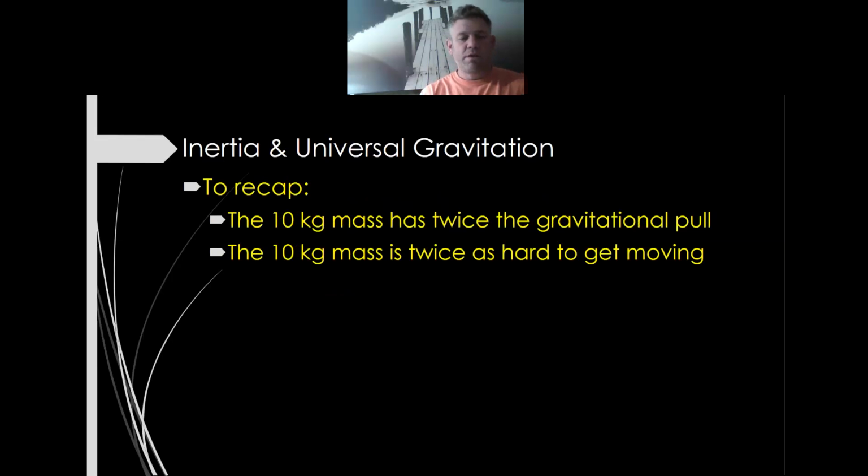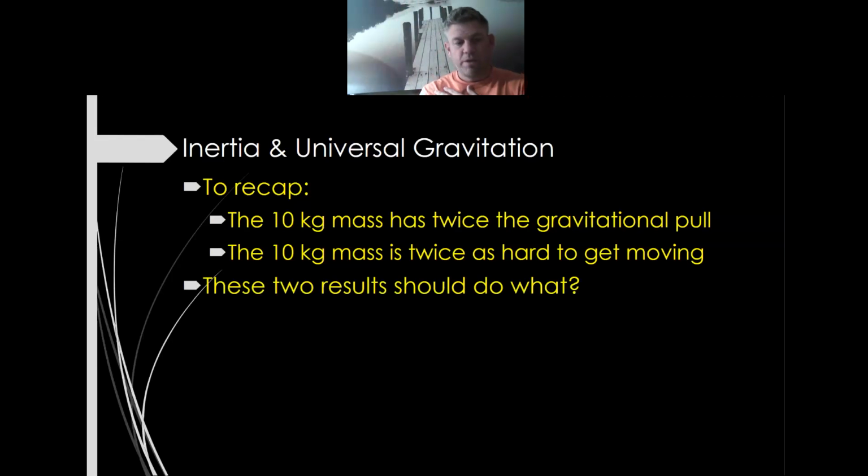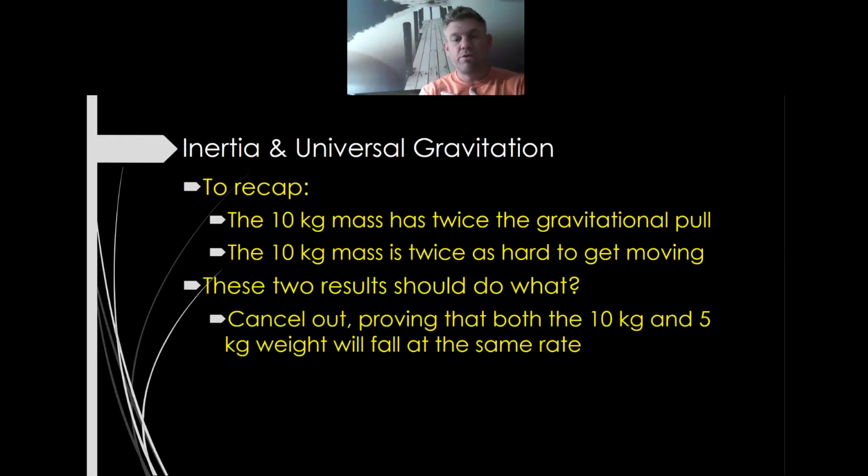So, the 10 kilogram mass has twice the gravitational pull. The 10 kilogram mass also is twice as hard to move, meaning it's going to get pulled toward the Earth twice as fast. But it may take twice as long, or it may be twice as difficult for it to get started moving. Okay? So the two results should do what?